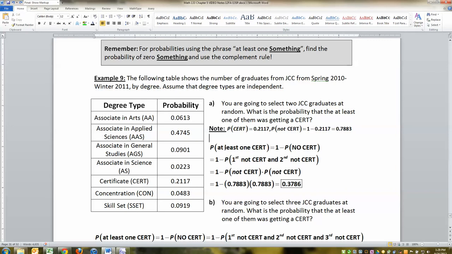So what's the probability of at least one certificate? See the words "at least one"? We're going to find the probability of no certificates and take it away from 1. I want the first person to not be certificate and the second person to not be certificate. So that's 1 minus the probability of not cert times not cert, which is 1 minus 0.7883 times 0.7883.